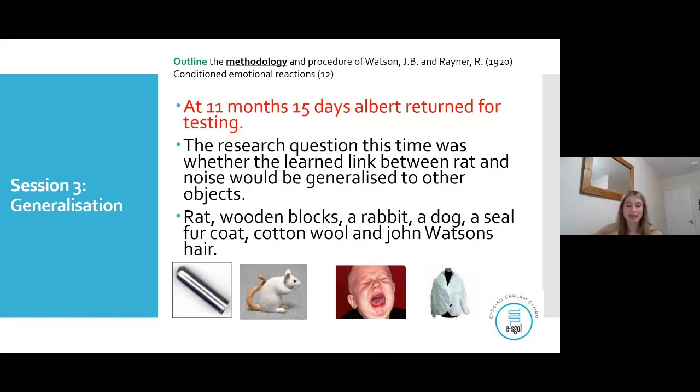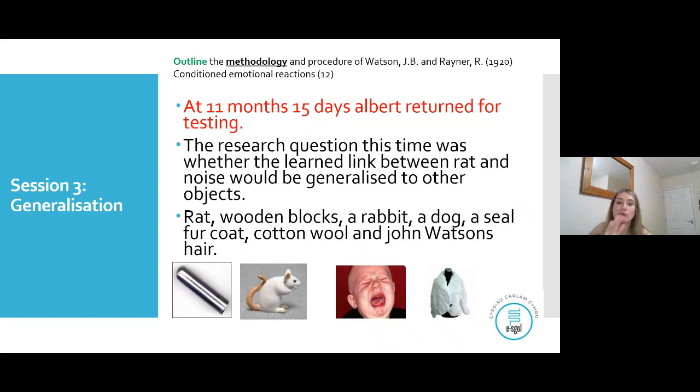Is he taking his phobia of a rat and projecting it onto other things that were similar to the white rat? So it says here, the research question this time was whether the learned link between rat and noise would be generalised to other objects. So these are the other objects that they used. The rat, wooden blocks, a rabbit, a dog, a seal fur coat, some cotton wool, and John Watson's hair, because his hair was sort of a whitey grey.